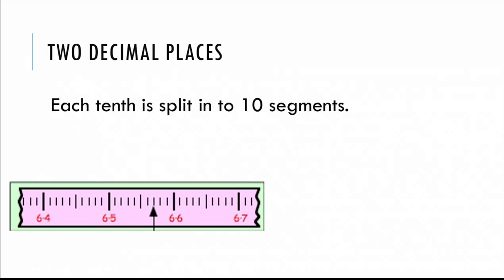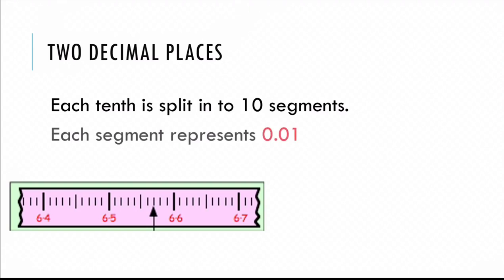Okay, so each tenth is split into 10 segments. Each segment represents 0.01, okay? So we can see the halfway mark here, halfway along is 6.55. So we know that 2 after that is going to be 6.57.